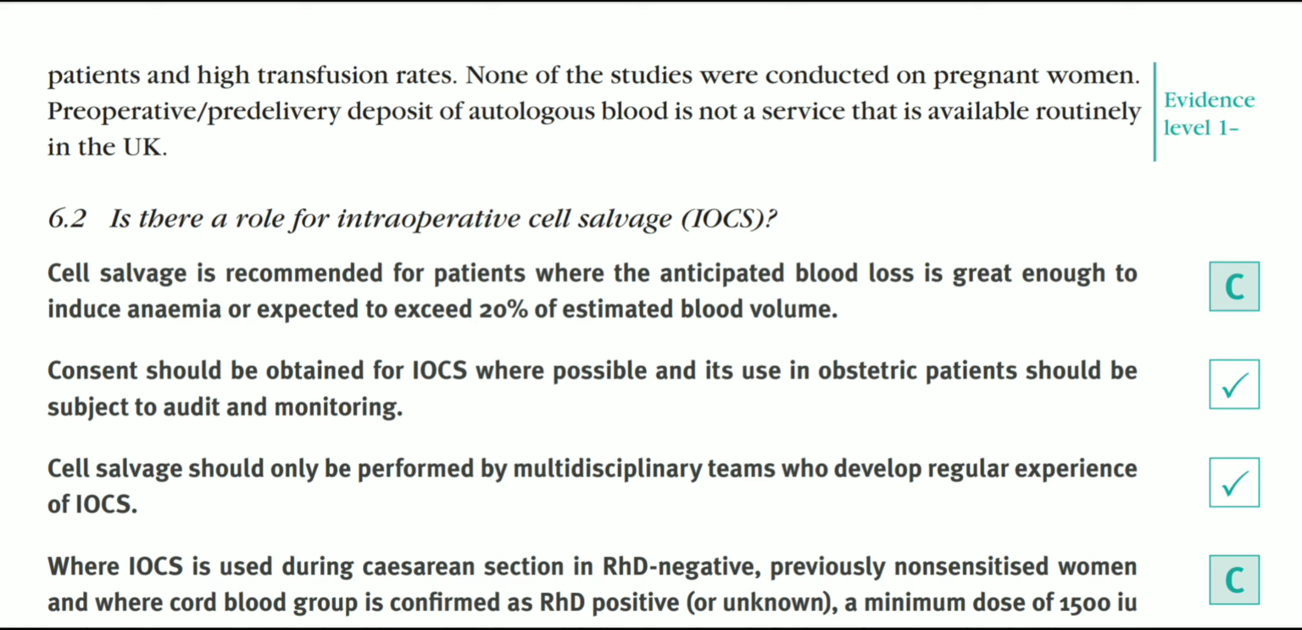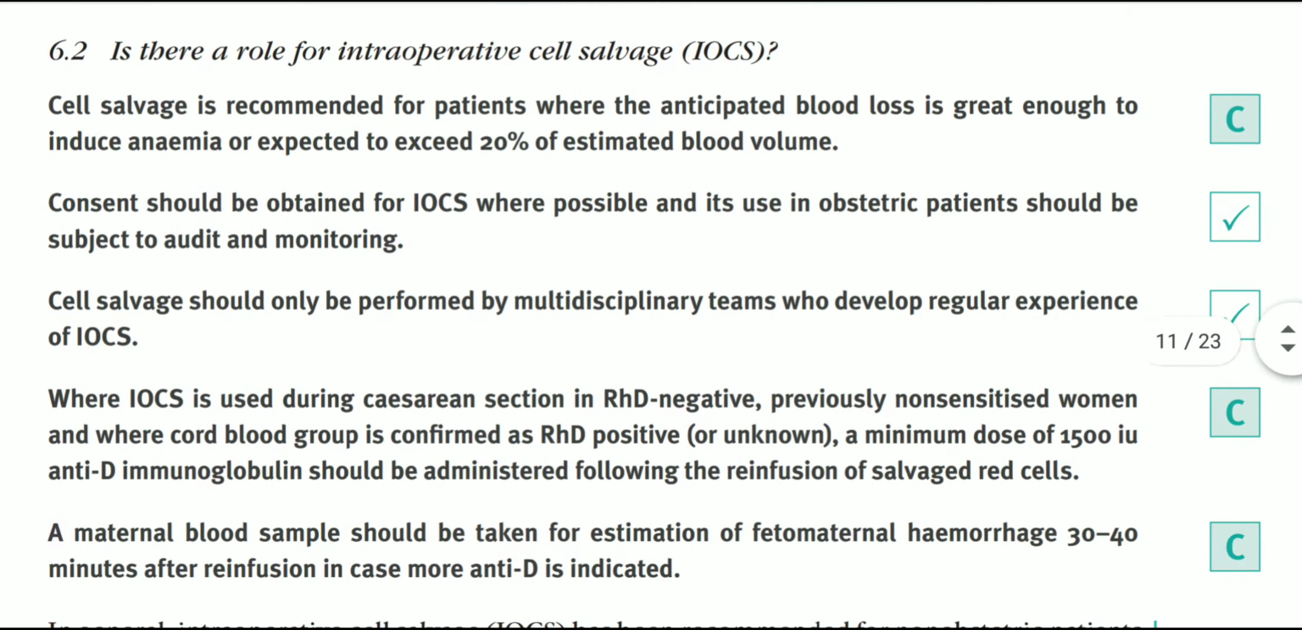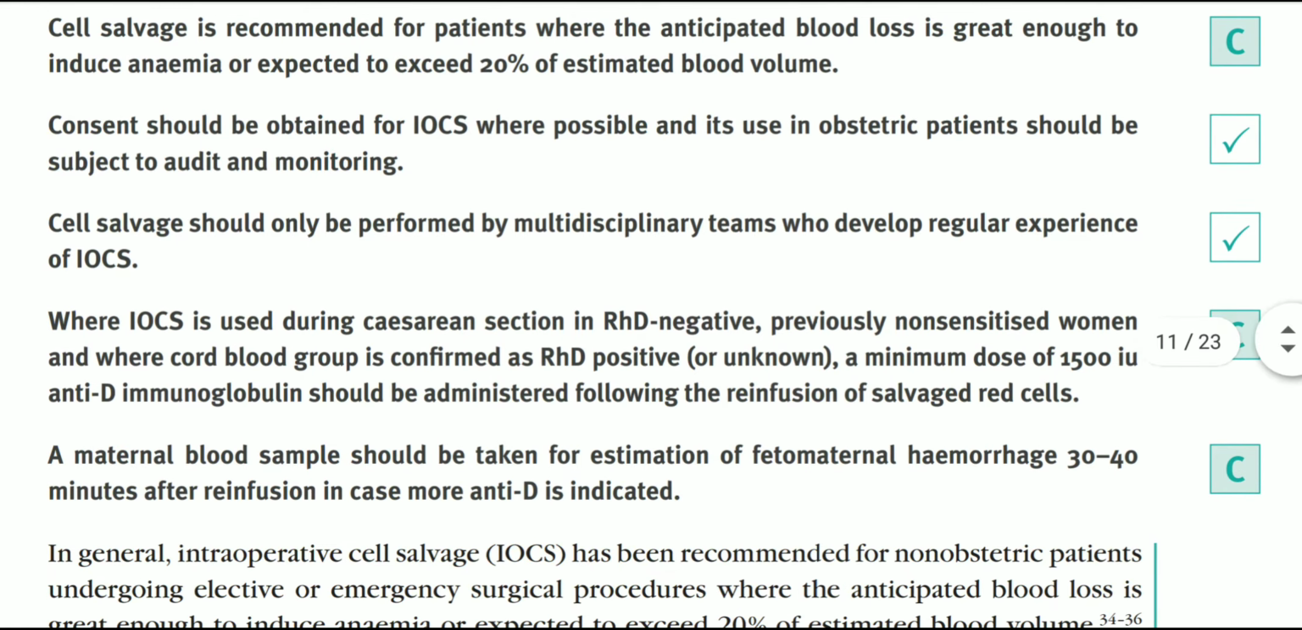Another thing is, who can perform cell salvage? Cell salvage should only be performed by a multidisciplinary team who have regular experience of intraoperative cell salvage. Okay, and the role of immunoglobulin administration is important. Where intraoperative cell salvage is used during cesarean section in RHD negative, previously non-sensitized women, and where cord blood group is confirmed as RHD positive, a minimum dose of 1500 international units of anti-D immunoglobulin should be administered following the reinfusion of the salvaged red cells.